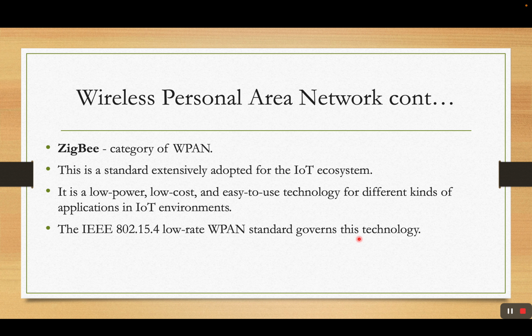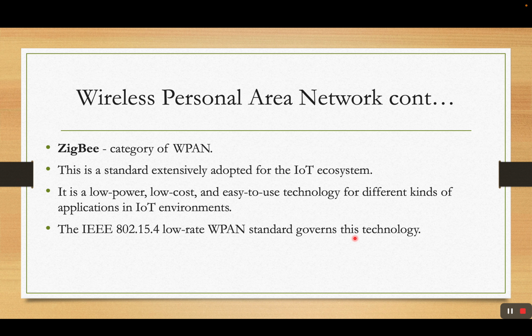So what's so special about it? First of all, it's a packet-based radio communication technology. It is a low rate wireless PAN technology extensively adopted in IoT environments. It operates in the 2.4 gigahertz and 900 megahertz bands. It operates well even in a noisy RF environment. It is a highly secure kind of communication, the ZigBee type, because it uses the 128-bit Advanced Encryption Standard, AES, cipher.